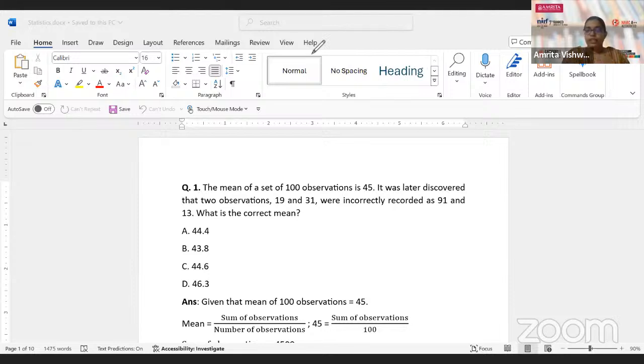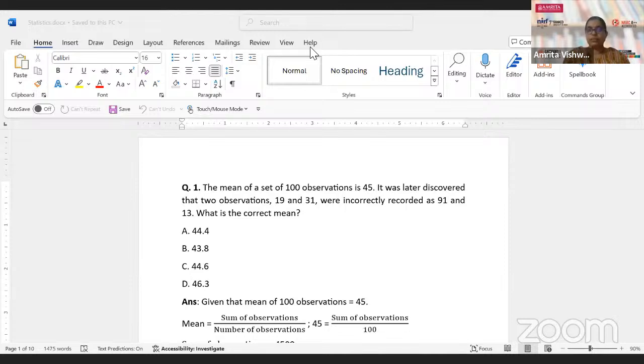The mean of a set of 100 observations is given as 45. It was only later that we got the idea that two observations were incorrectly recorded. The actual ones were 19 and 31. It was actually recorded as 91 and 13. Now you need to find the new mean. So you have all the very basic things. The number of observations is there. The mean value is there. You can find the sum here. And you have to work on the two actual values as well as the two wrong values. And you will be able to find the correct mean here.